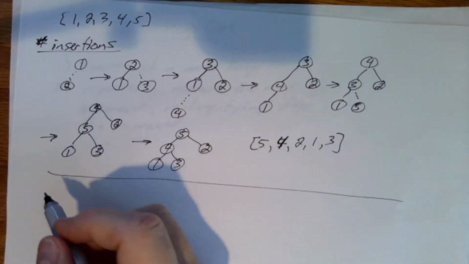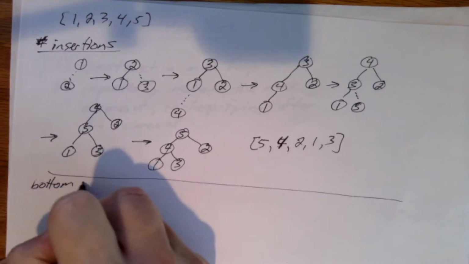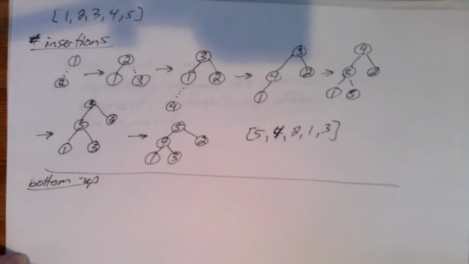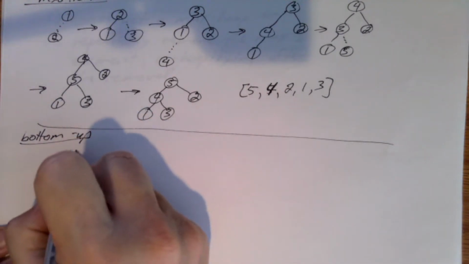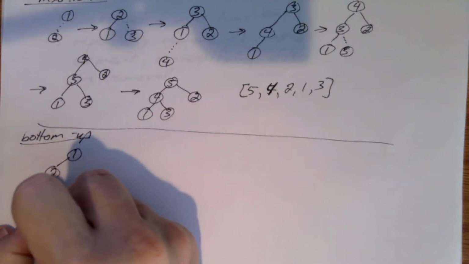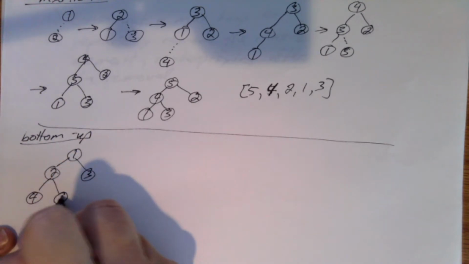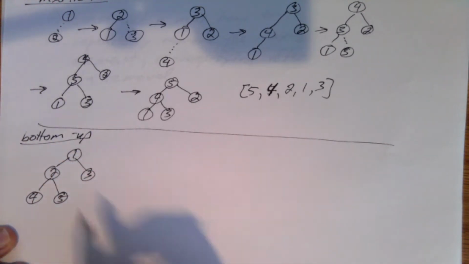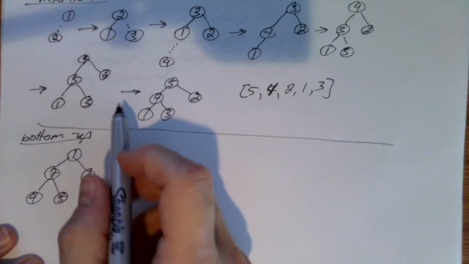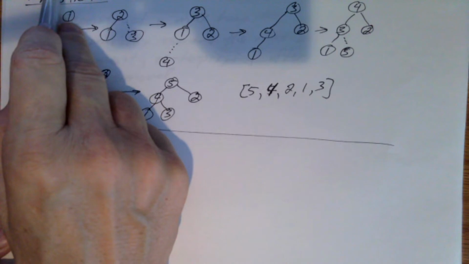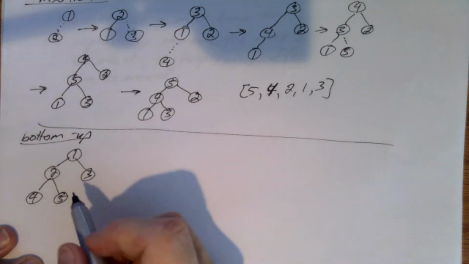There's another approach that can be called bottom up. In that approach, we go ahead and construct a binary tree from our values. So we have 1, 2, 3, 4, and 5. Now this is a binary tree, but it's not necessarily a heap. It could be, depending on the order. If these had been reverse order, 5, 4, 3, 2, 1, this would already be a heap. But that's not what we have.